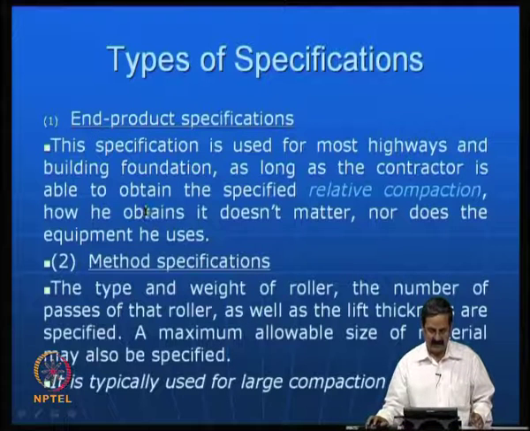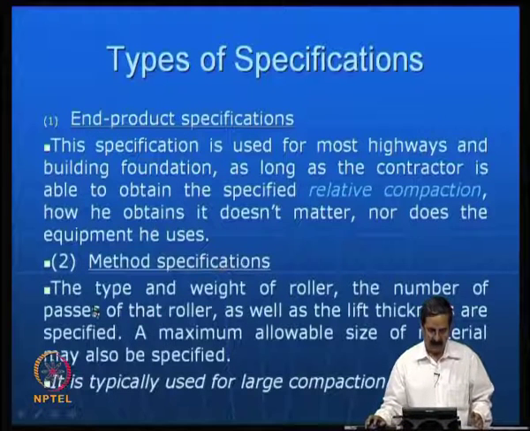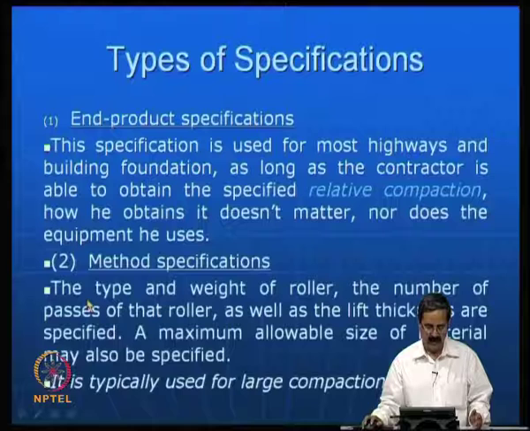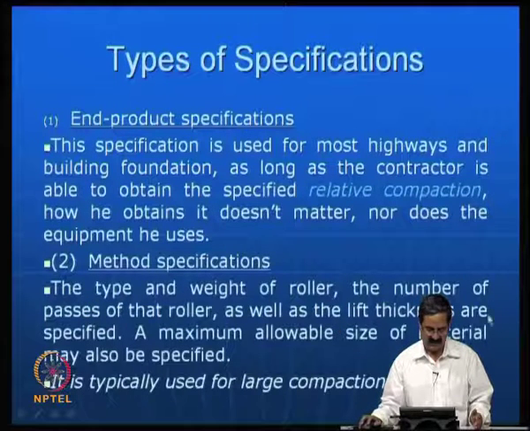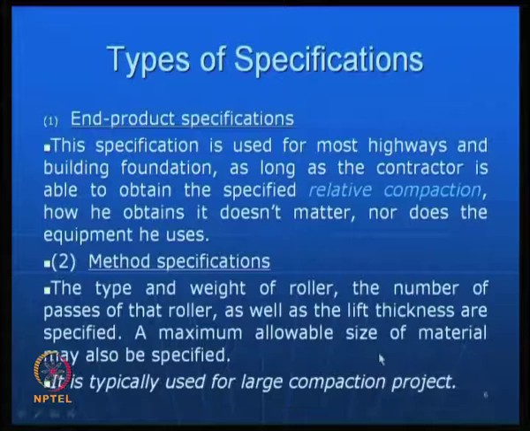Then in some projects, particularly in a very big project, you need to specify the type and the weight of roller, the number of passes of that roller as well as the lift thicknesses. A maximum allowable size of the material may also be specified. So it is very important that in some projects both options are available, and particularly in a very big project what happens is that there are a number of variables that could affect a particular project.